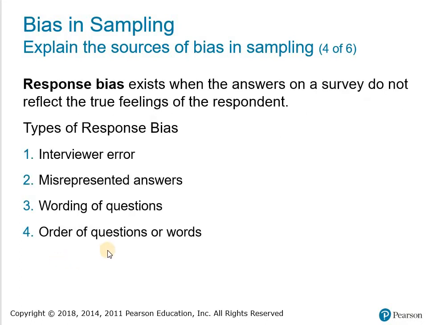The response bias exists when the answers on a survey do not reflect the true feeling of the respondent for some reason. It could be an interviewer error, wording of the question, or order of questions or words, and some other reasons that lead to response biases, like the respondents not sharing their true feelings about the question.